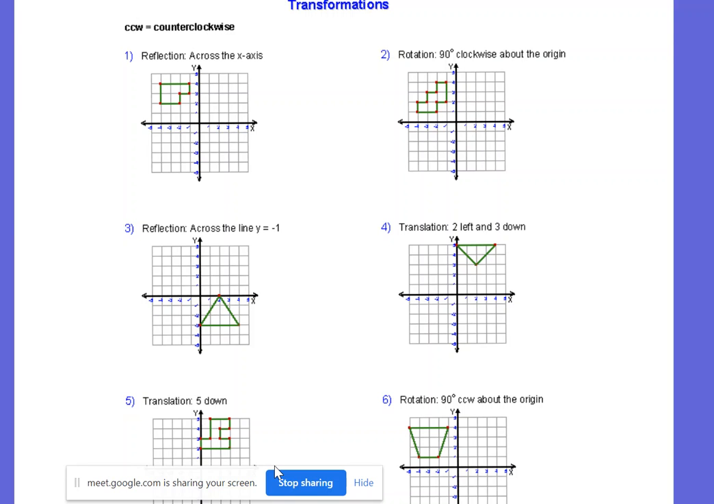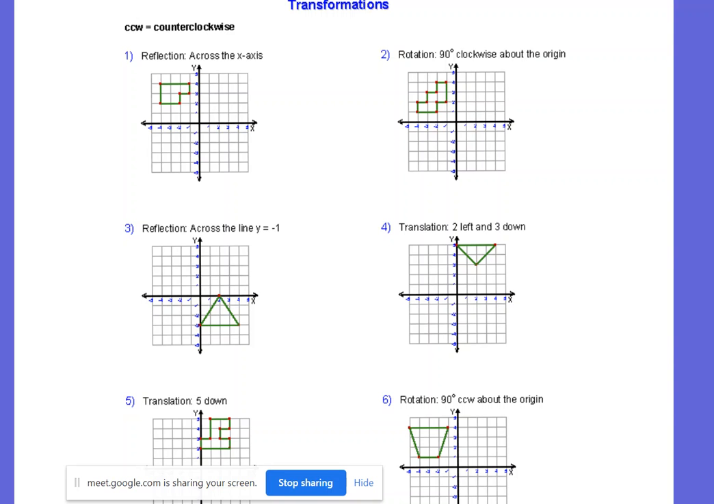All right, so let's take a look at this first one. We're reflecting it over the x-axis, right? Yeah. And this is a dialogue between me and you. It's not just me talking. I want to do this with you, not for you. All right? Okay?